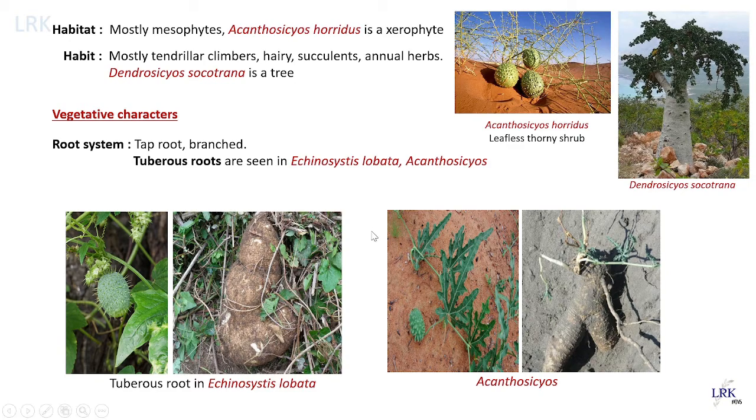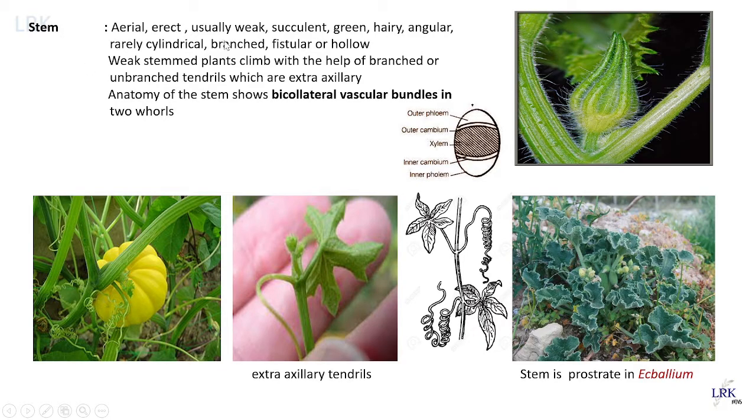And when coming to the stem, it is aerial and erect. Usually weak stems are there, so they climb over the support with the help of tendrils. So the stems are aerial, erect, weak, and succulent. They are green in color, herbaceous, and hairy.